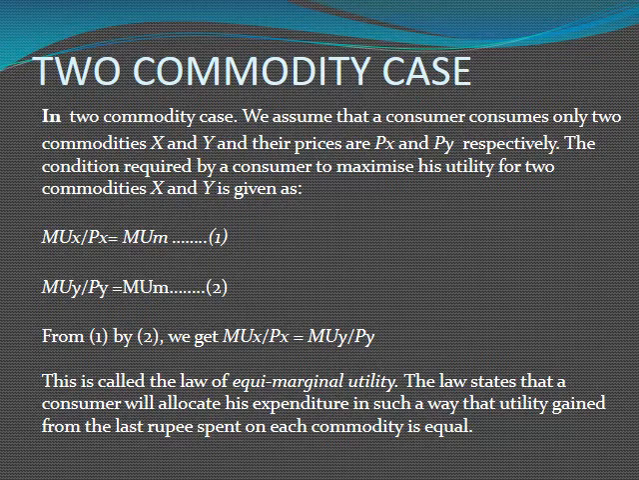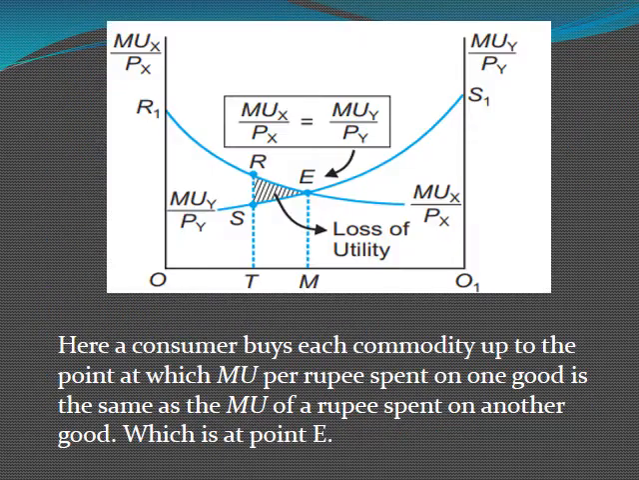Let us have an explanation of this two commodity case equilibrium, or law of equimarginal utility. Let us have the explanation of law of equimarginal utility, or consumer's equilibrium in two commodity case, with the help of this diagram. You can see on your screen, from left to right we are measuring commodity X, and from right to left we are measuring commodity Y.